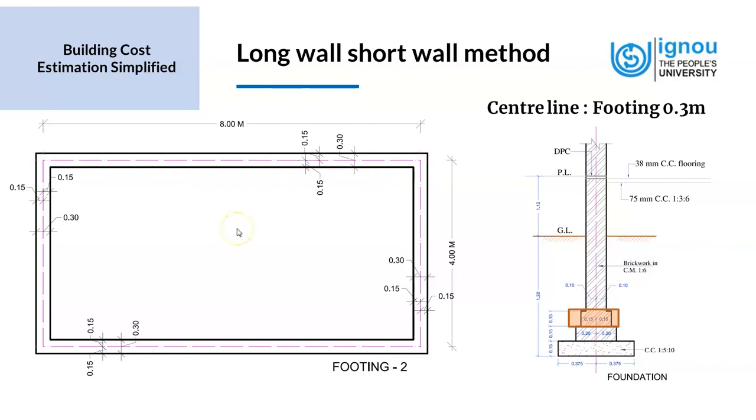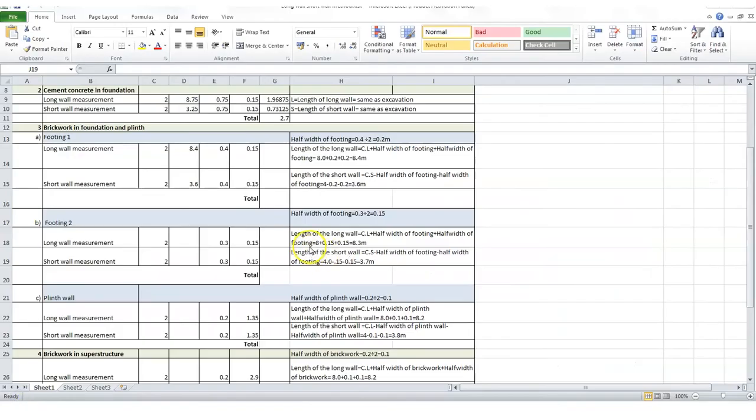Let's go back to the measurement sheet and enter the value of the long wall and the short wall for the case of the 0.3 meter wide brick footing. So for footing number 2, we are looking at column number 8, row number 18. It's 8 meters plus 0.15 plus 0.15, which is 8.3. So we'll enter that value here, 8.3.